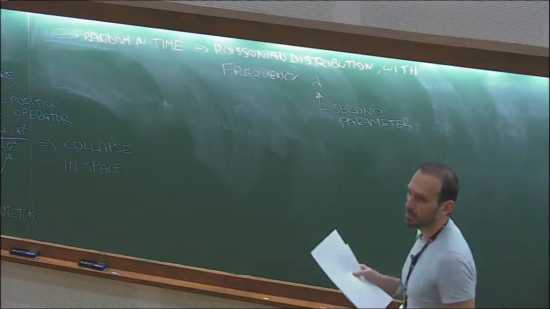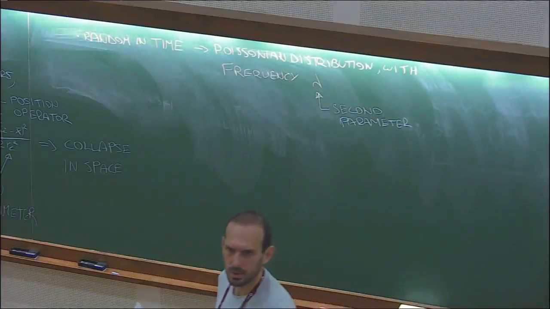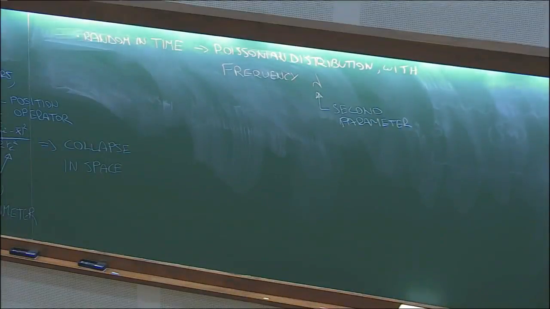So the assumption, which is just a simplicity assumption, is that these collapses are randomly distributed in time. The simplifying assumption is that they are distributed according to a Poissonian distribution, which is rather natural, and also simple. It's controlled only by one parameter, the rate of events. And this is the second parameter of the model. So there are two parameters.